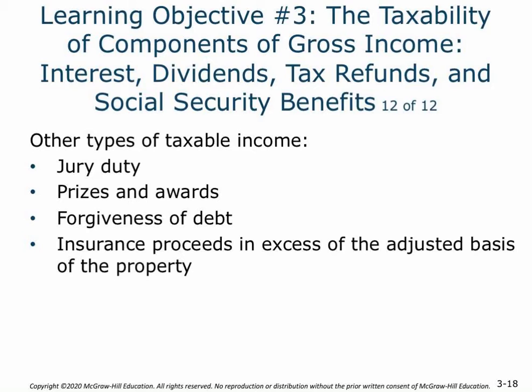And then insurance proceeds in excess of the adjusted basis of the property. So if you had a $100,000 house and received $120,000 of insurance for damage to it, that $20,000 difference, which was above what the property was worth, would be considered gross income.